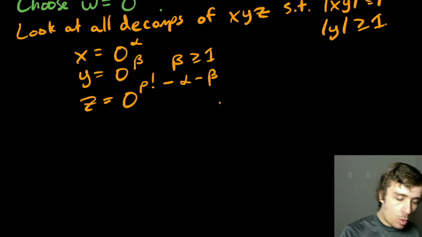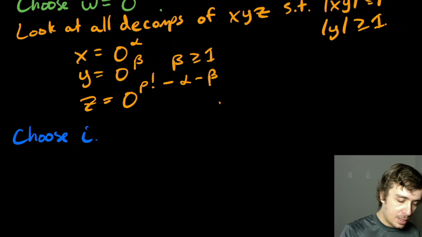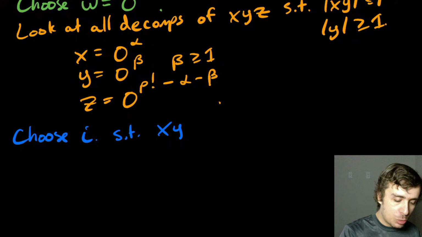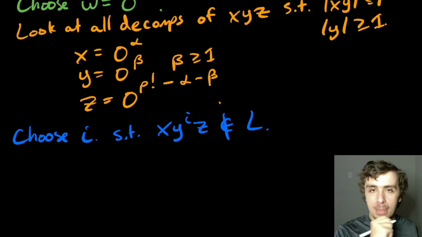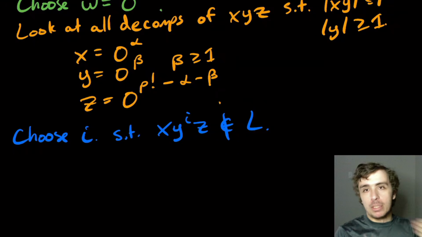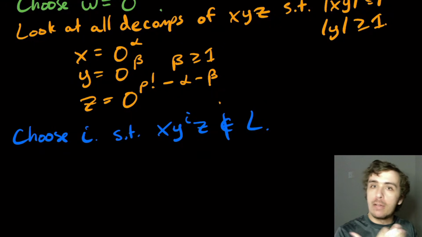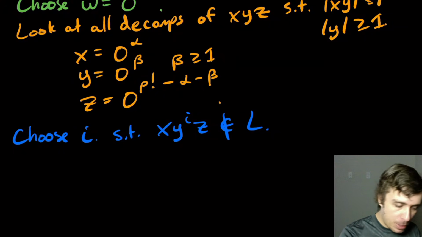And so what we want to do is choose an i such that x, y to the i, z is not in the language, okay? The reason is that we want to arrive at a string that's not in the language from a string that we had, because that would contradict the for all statement in the pumping lemma. So let's compute what that is.